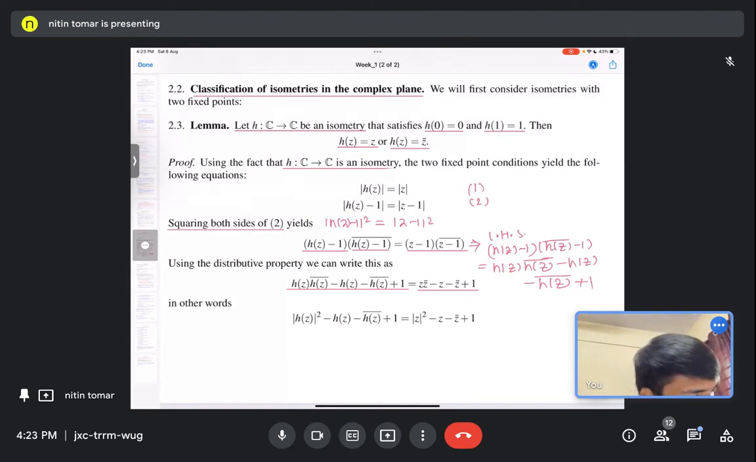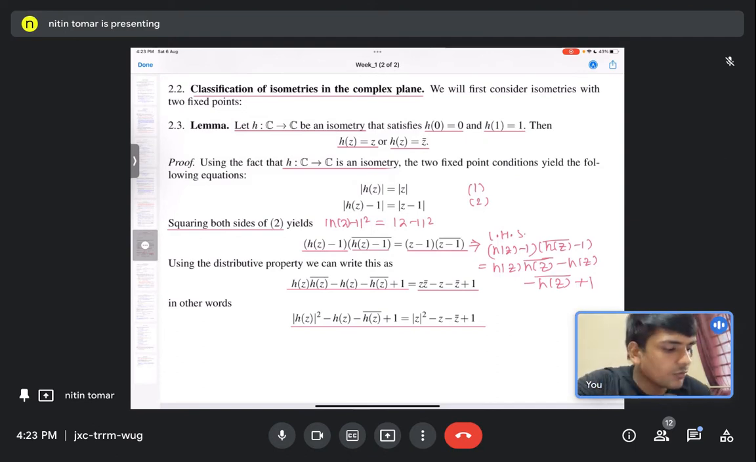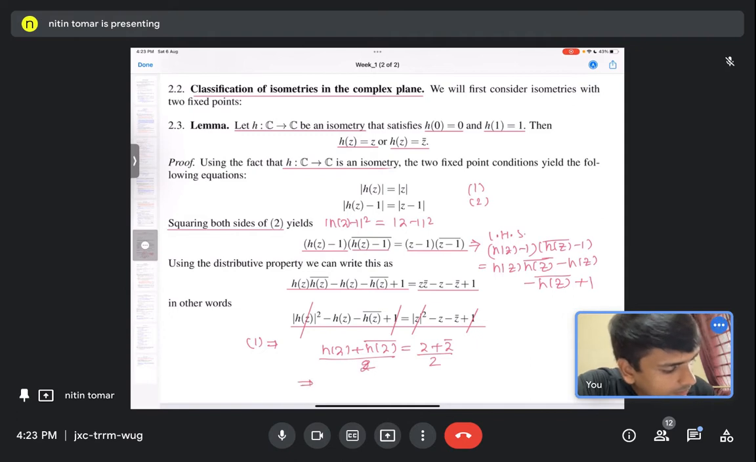Now again we can convert it into the mod. We know that because H is an isometry, equation 1 implies that this will be the same as this. So they will cancel out, and this 1 will also get cancelled out from here. So what you get is H(z) plus H(z) bar is z plus z bar. If you divide it by 2, you will get the real part of H(z) is the same as the real part of z.